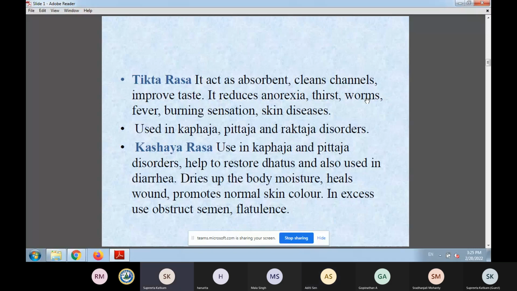See, your pickles are having too much chili powder. Chili powder will aggravate Pitta dosha for sure. Yes, chili powder will increase Pitta dosha.